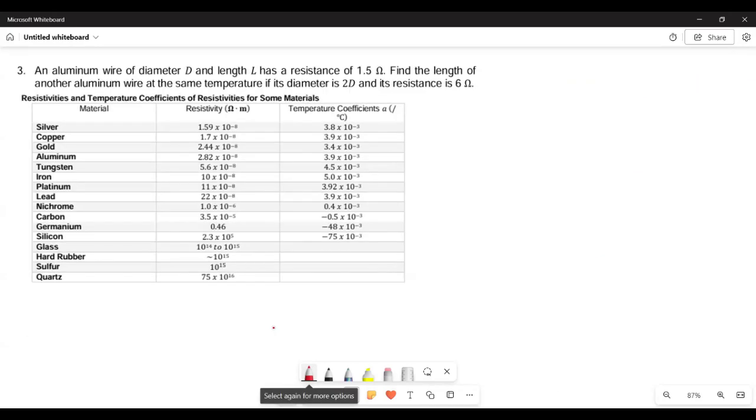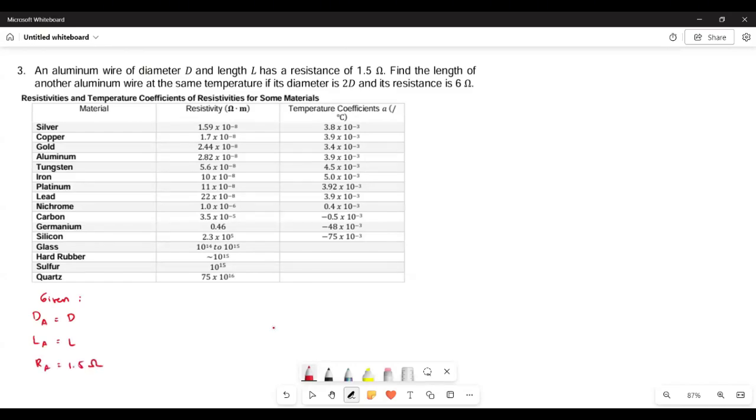So we have here example number 3, an aluminum wire of diameter D and length L has a resistance of 1.5 ohms. So sulat muna natin yung given isa-isa. So we have for the diameter, sabi natin D sub A is D. And then length ng unang wire natin or wire A is L. For its resistance, ito ay equal sa 1.5 ohms.